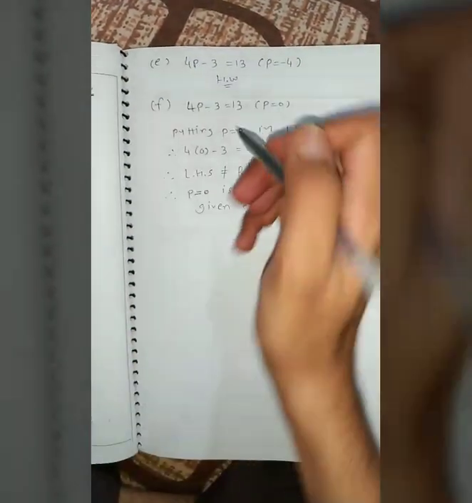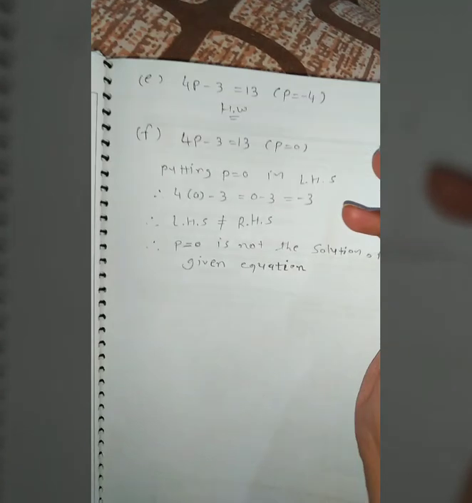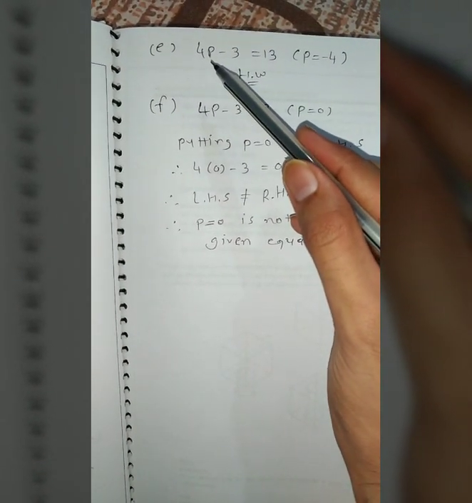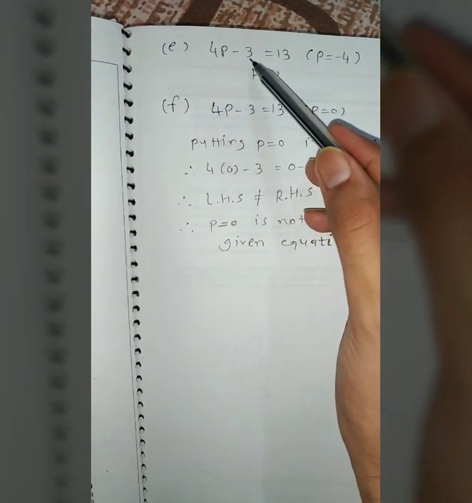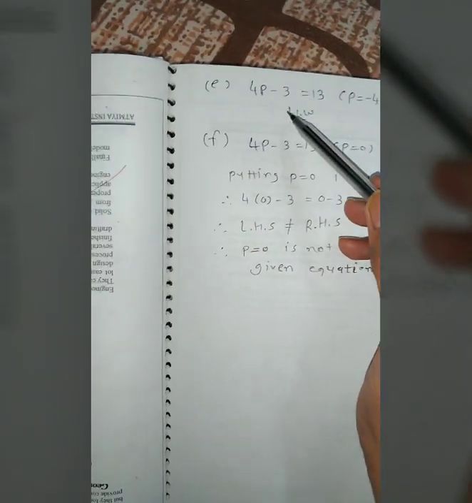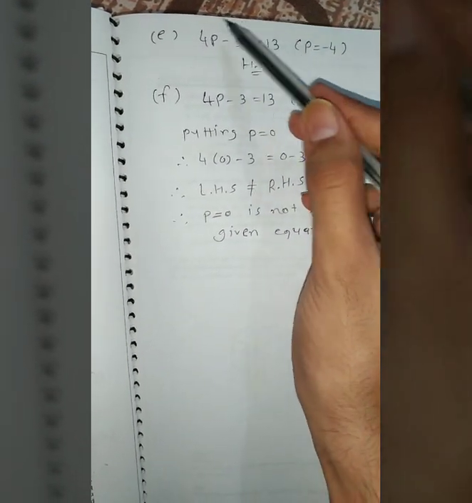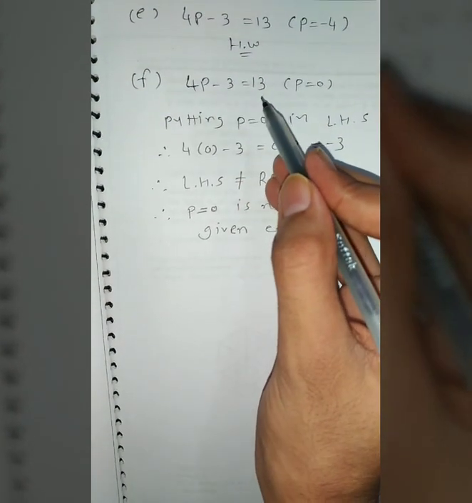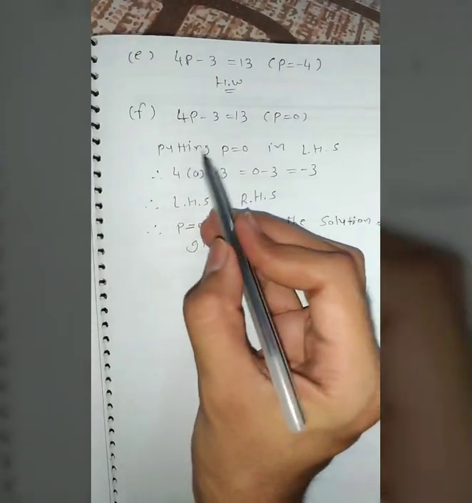Next, 4p minus 3 is equal to 13, and p is equal to minus 4. I put the value of p equal to minus 4 here. So 4 fours are 16, minus 3, that is not 13. So this does not satisfy the equation. Then 4p minus 3 is equal to 13, so p is equal to 0 here.